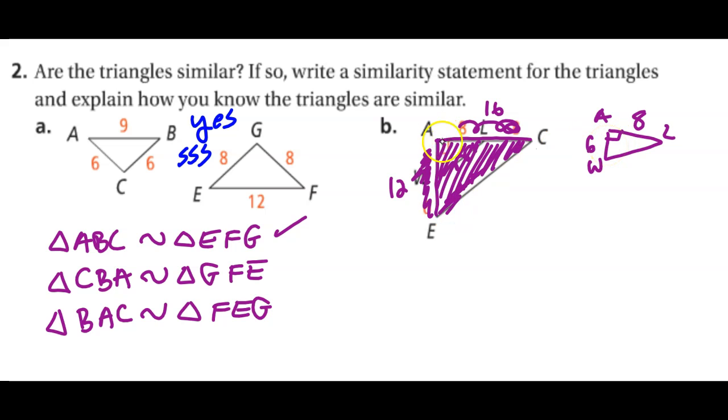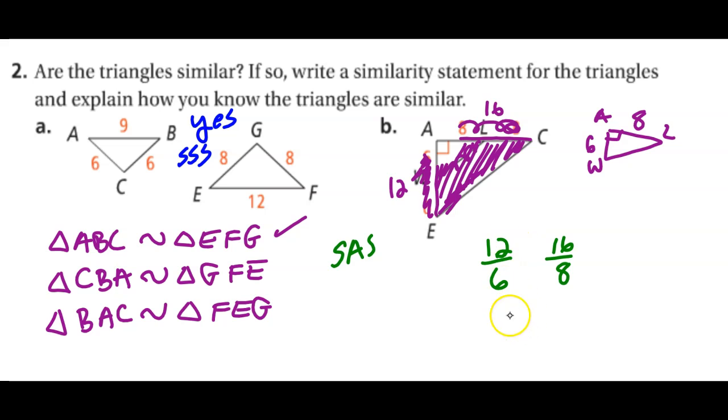Don't forget, though, that this is a right angle. That's an important piece of information. So they both share that right angle. We don't know the third side. We could figure it out using the Pythagorean theorem, but I think it's easier to see if side angle side will work here. So for side angle side to work, I'm going to put 12 over 6, and then 16 over 8, and see if they reduce to the same fraction.